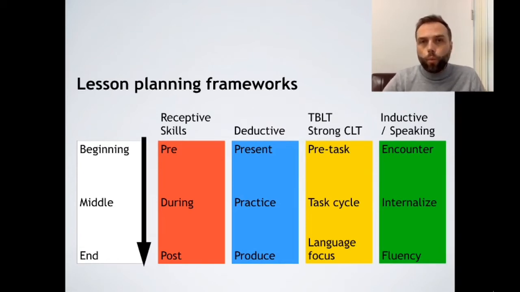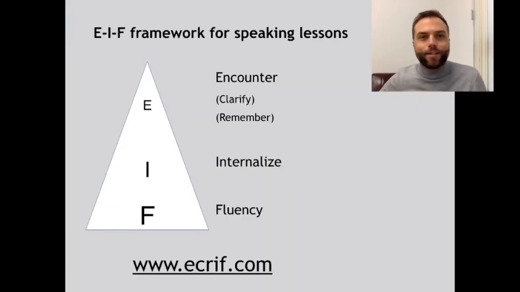That would be the weak version of CLT. So I would say encounter, internalize, and fluency is the weak version of CLT, which means it's CLT, communicative language teaching, but it involves scaffolding. Okay, so you probably want to know more about EIF, so let's get straight into it.